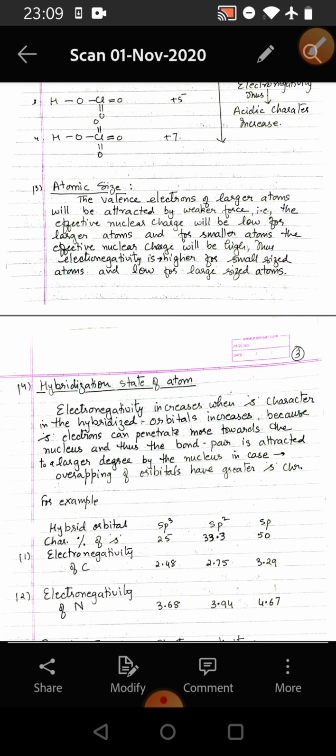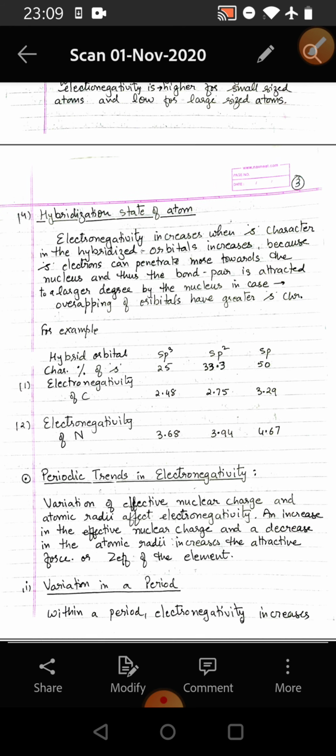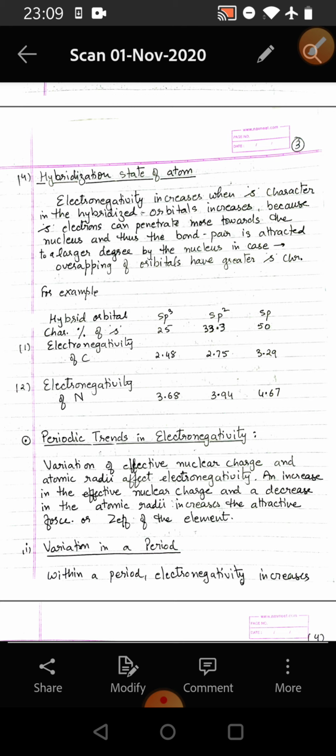Now, we come to the next factor, that is atomic size. The valence electrons of larger atoms will be attracted by a weaker force, that is, the effective nuclear charge will be low for larger atoms, and for smaller atoms the effective nuclear charge will be high. Thus, electronegativity is higher for small sized atoms and low for large sized atoms. The next factor is the hybridization state of the atom.